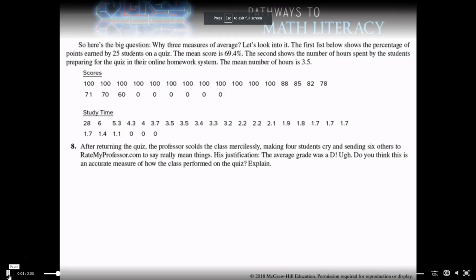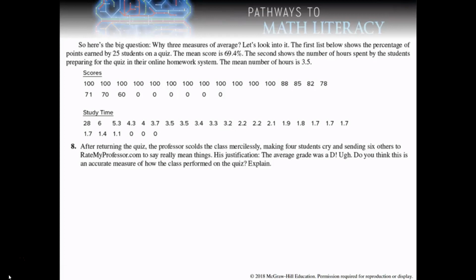Here we have some quiz scores from a class. The mean score is 69.4%. And in number 8, the professor's angry with his class because the mean was a D. Do you think, looking at those scores, that that's an accurate measure of how the class performed on the quiz? Well, looking at those quiz scores, it doesn't really seem accurate at all because a bunch of people got zeros, and other than that, the scores weren't all that bad. There was one D and all the rest were C's and above. So actually, this does not seem like a very accurate representation of how the class performed.